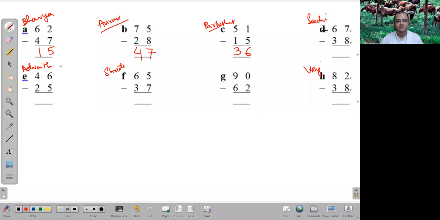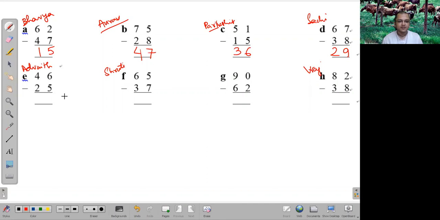Next one, Sachi. So 7 minus 8 it is, right? So I will do 8 plus 9, 17. So it will be 9 here. Then after I add 1, 2, 3, it will be 4. So 6 minus 4 is 2. 29. Excellent.